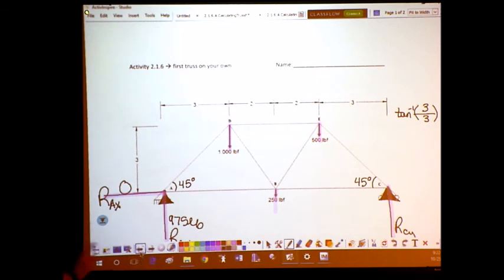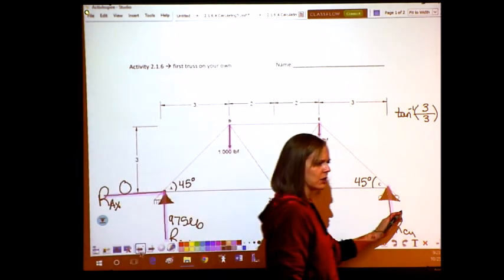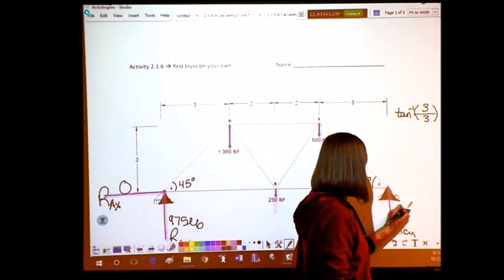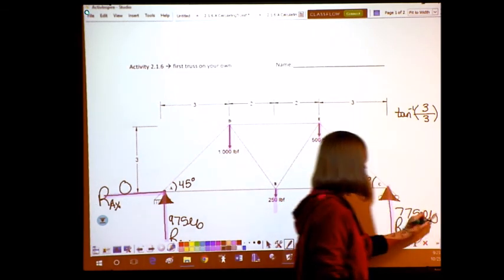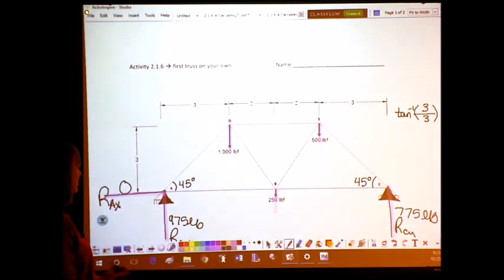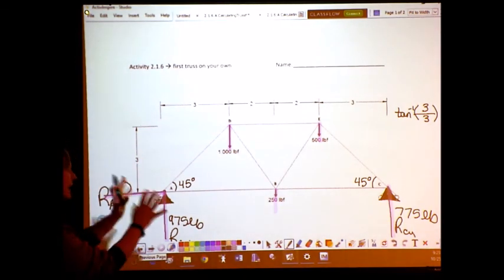Pick either A or C. I don't care. C. I think C was grade 6. Let's go to C. Oh, what was RCY? I didn't write it on here. What was RCY? 7. Thank you. Now it looks much better. Okay, let's pick C.